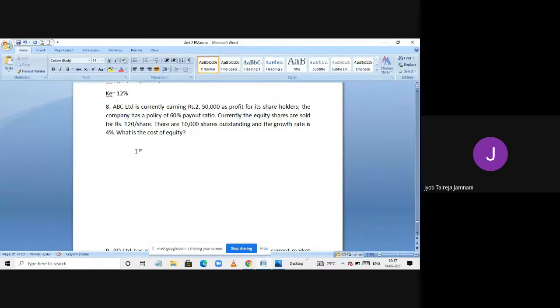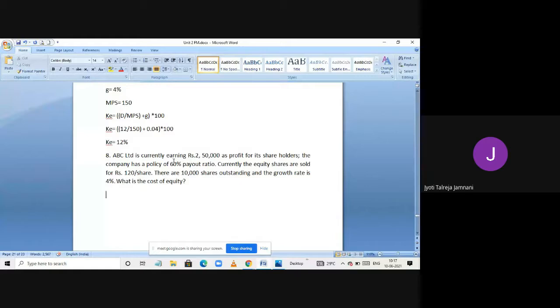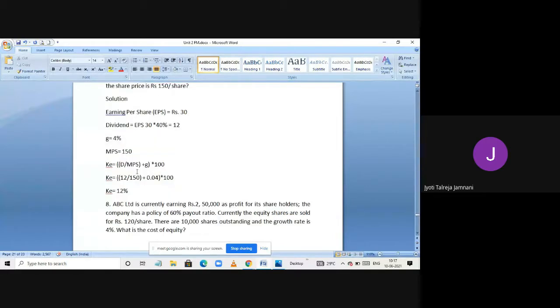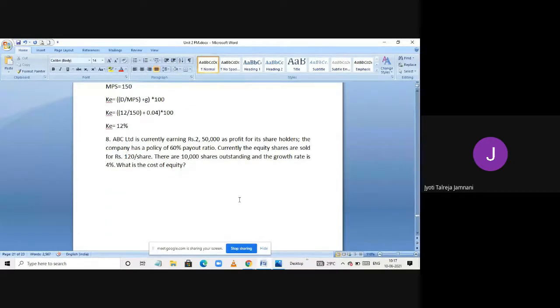So let's do it. We can do it taking the entire amount also. No, in this case, we need to do it per share only, because they've given that currently the equity shares are sold for rupees 120 per share, and the formula also clearly says dividend divided by market price per share plus growth rate. So we need to calculate dividend also per share. Let's see what all is given. It is giving their current earnings rupees 2,50,000 as profit, and this is for shareholders.